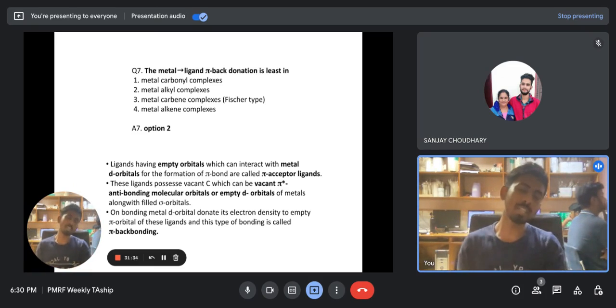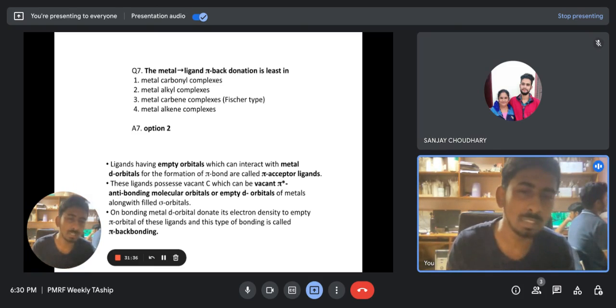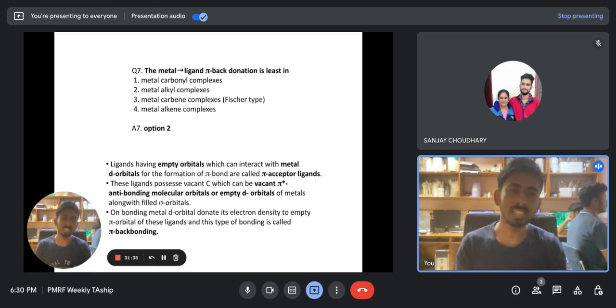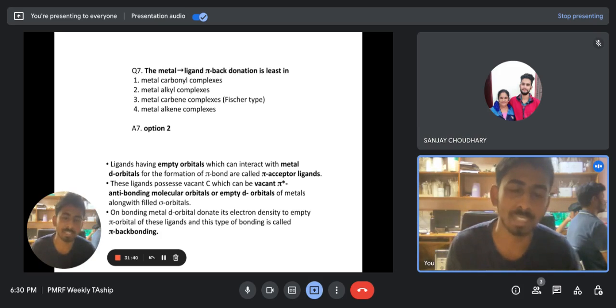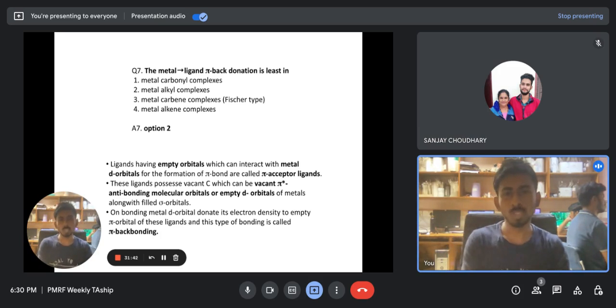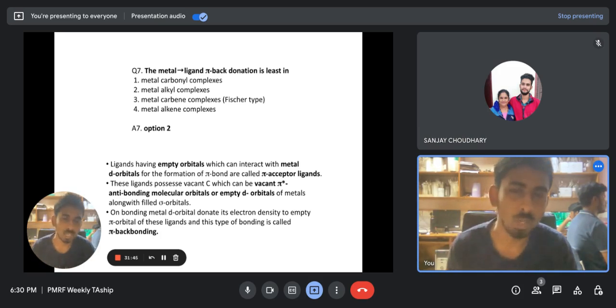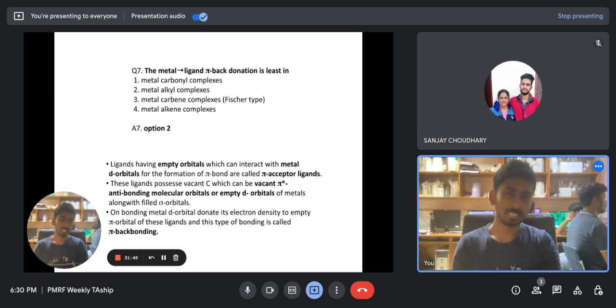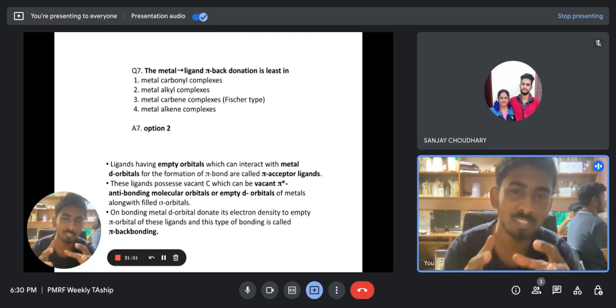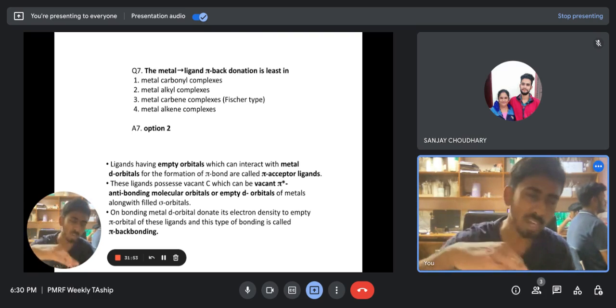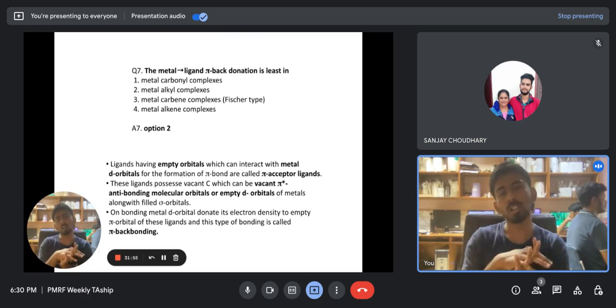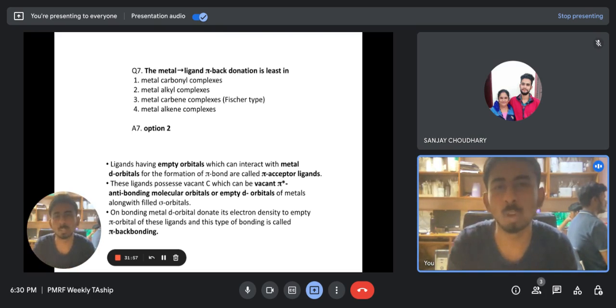So the alkyl groups are devoid of any vacant d orbitals or any pi star antibonding molecular orbital. They only have these sigma star orbitals. Now the sigma star orbitals, you all know, are quite high in energy. So pushing the electron density of the metal to the sigma star, which is quite high in energy, is not that prominent in case of metal alkyl complexes.